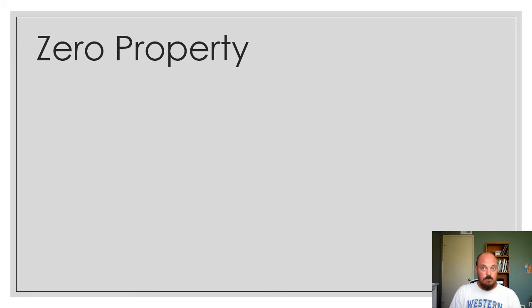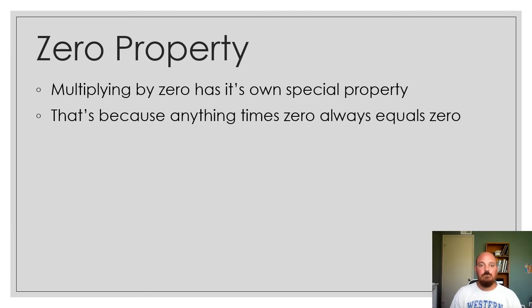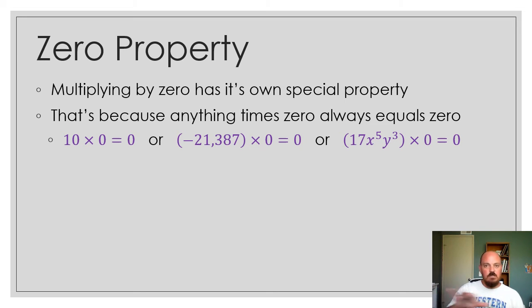Now speaking of 0, multiplying has a special property for 0, where everything that you multiply by 0 always equals 0. So any number times 0 always equals 0, no matter what. And I gave you some examples. The first one is super easy. 10 times 0 is 0. Anything times 0 is 0. And then for the middle one, I said, even if it's a really big, maybe negative number, negative 21,387 times 0, still 0.